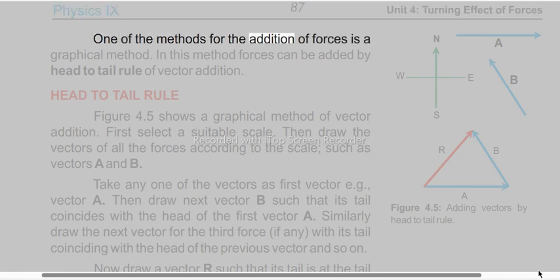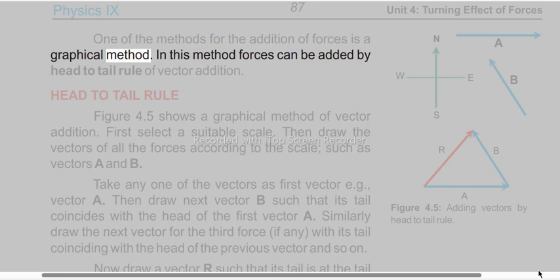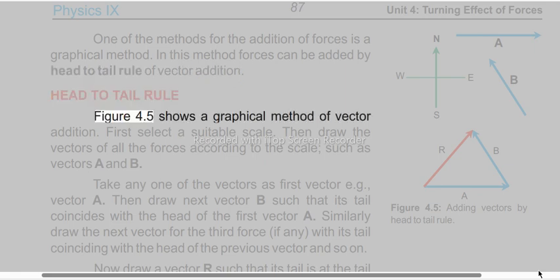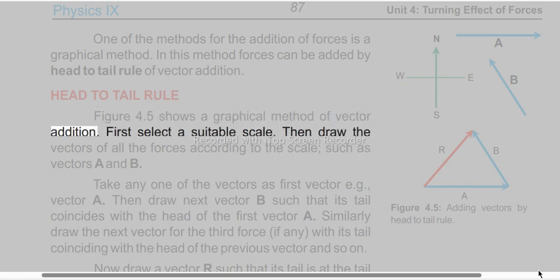One of the methods for the addition of forces is a graphical method. In this method, forces can be added by head-to-tail rule of vector addition. Head-to-tail rule. Figure 4.5 shows a graphical method of vector addition.